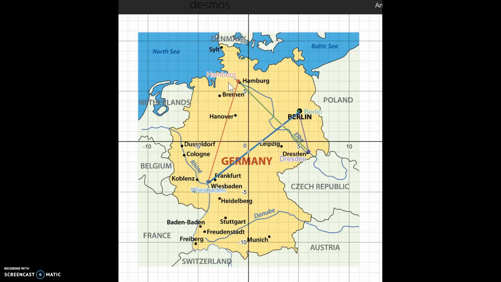Next, we're going to be going to Dresden, from Hamburg to Dresden. So once again, we're going to count the x-axis. 1, 2, 3, 4, 5, 6, 7. Okay, so from what we can tell from counting, we could travel 7 units right on the x-axis and 7 units down on the y-axis in order to reach Dresden.